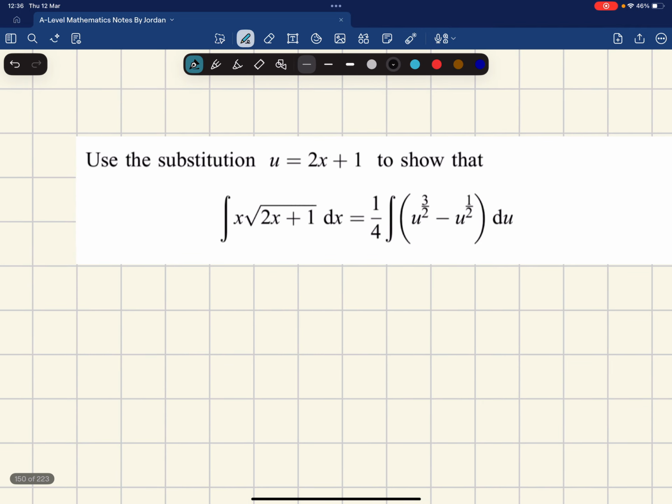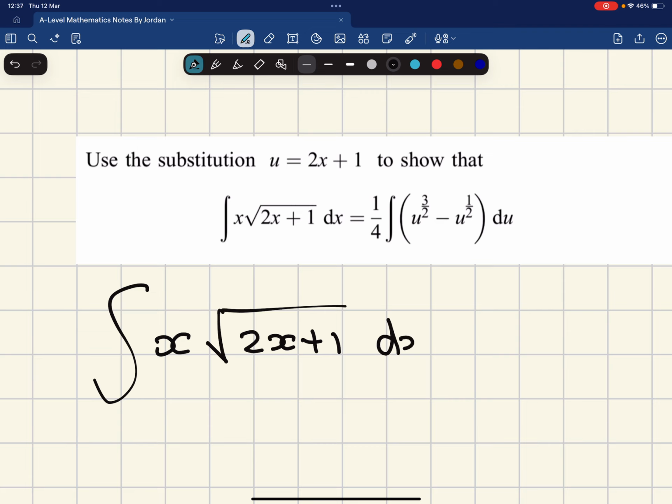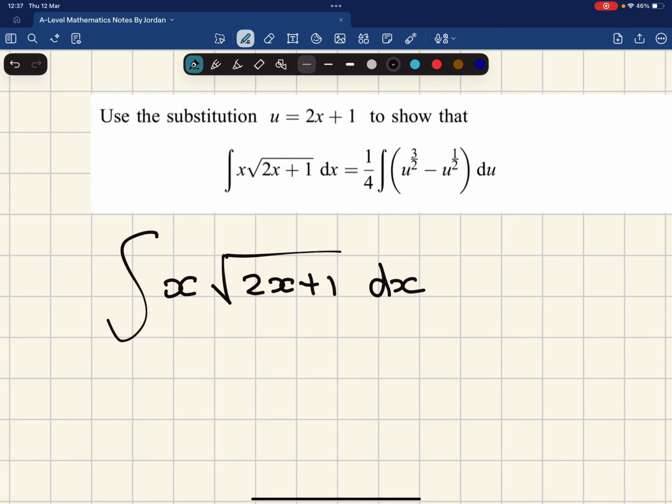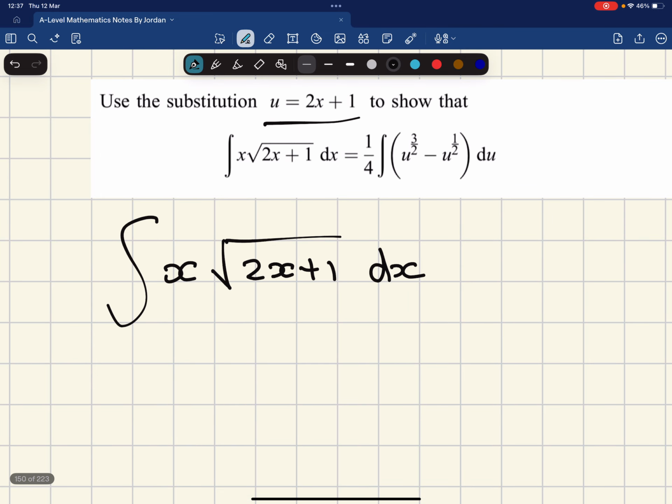So let me just start by writing that. I tend to follow a very logical step-by-step process when solving these. So obviously I've written the integral. The next thing I'm going to do is write down the substitution they gave us here, which is that u is 2x plus 1.